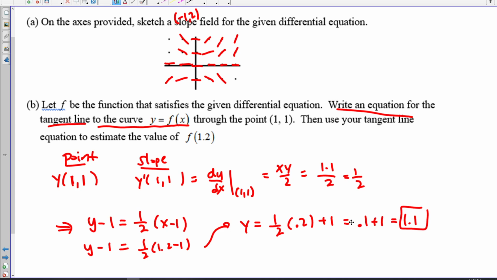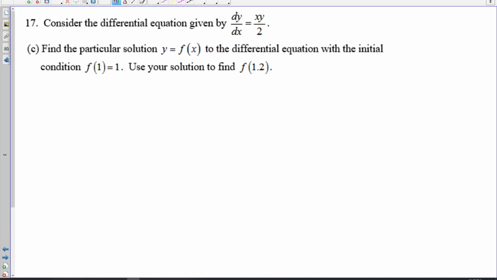All right, let's look at letter C. Letter C says, find the particular solution to the differential equation with the initial condition. Use your solution to find f of 2. So this is saying, don't use the tangent line to estimate the solution. Actually, really find the particular solution. These phrases, when it says solve for y, find the particular solution, find the equation of the curve, I think there's different ways to say this. This all just means find y equals, okay?